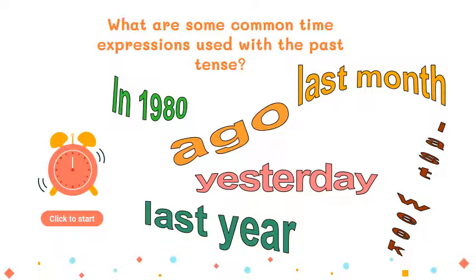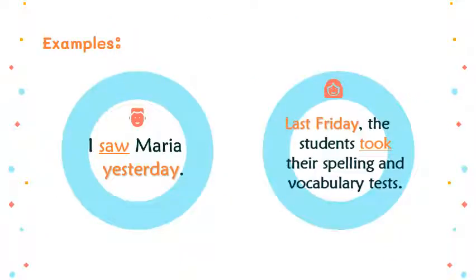So you see, I have plenty of time expressions to show that the action happened and finished in the past. Let's have some examples of actions that happened in the past. I saw Maria yesterday. Yesterday is the time word that shows me it happened in the past. And the action here is saw. In the present, we say I see, but since it happened in the past, I say I saw.